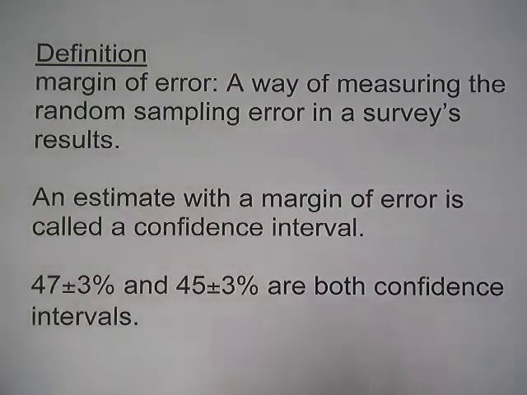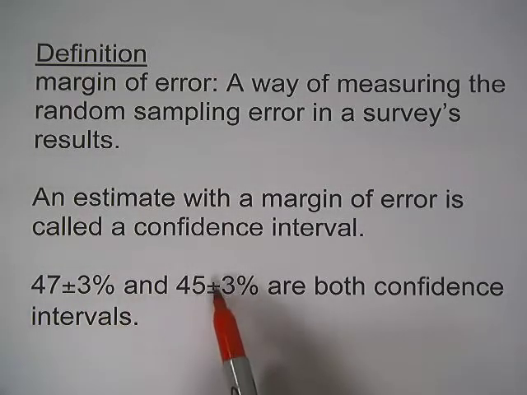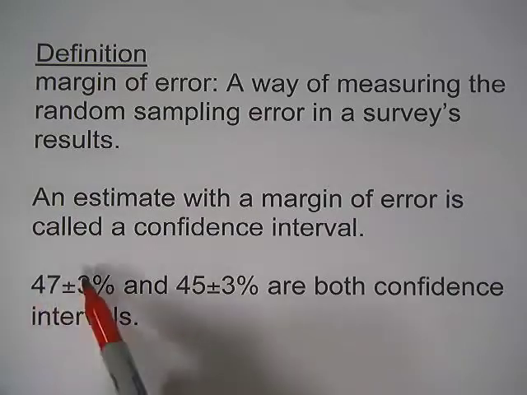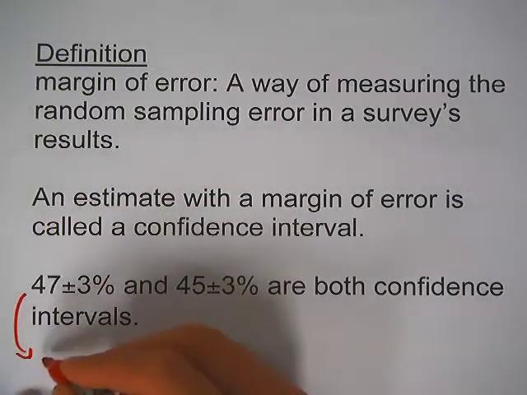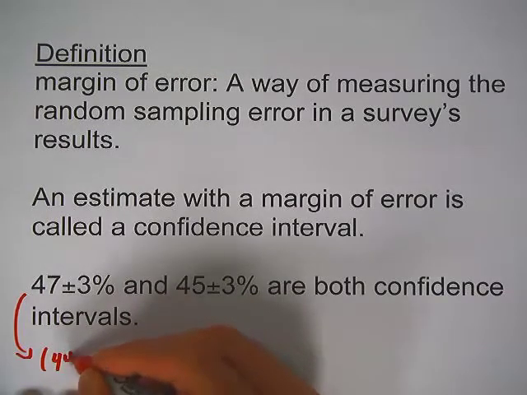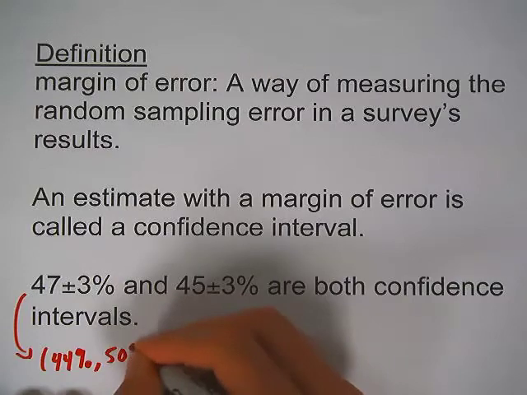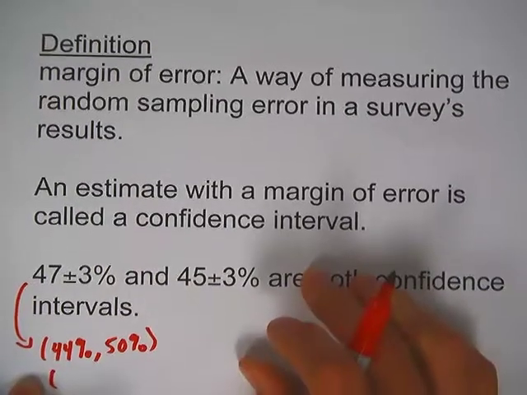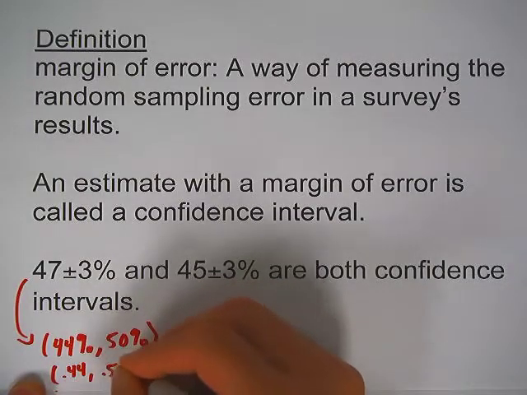So 47% plus or minus 3% and 45% plus or minus 3% are both called confidence intervals. The confidence interval, again, is the estimate plus or minus the margin of error. Okay, this confidence interval, like we said before, could also be written as 45%, comma, 50%. Or if writing it as a proportion, could be 0.44, 0.50.